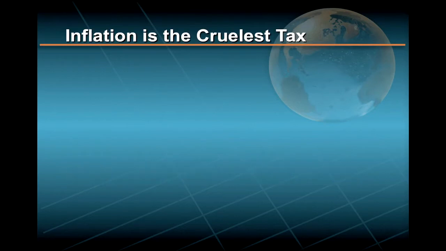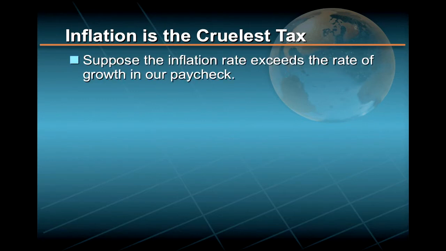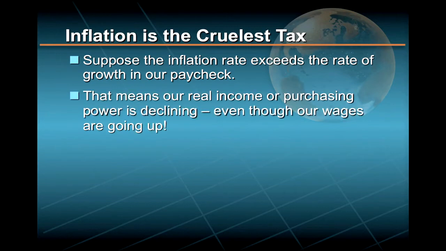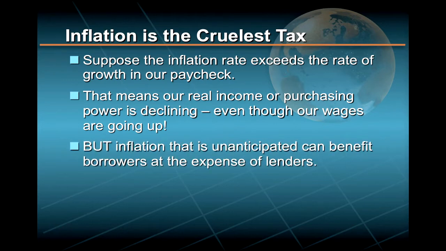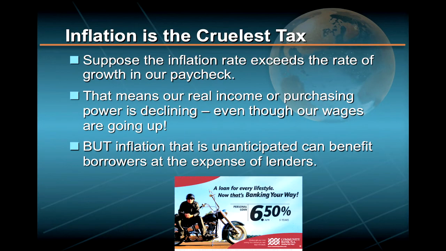Now let's turn to the topics of inflation and stagflation. Inflation has often been described as the cruelest tax because it eats away at our savings and at our paychecks. For example, if the rate of inflation exceeds the rate of growth in our paycheck, that means our real income or purchasing power is declining, even though our wages are going up. But not everyone loses from inflation. For example, as we learned in Lecture 1, inflation that is unanticipated can benefit borrowers at the expense of lenders.